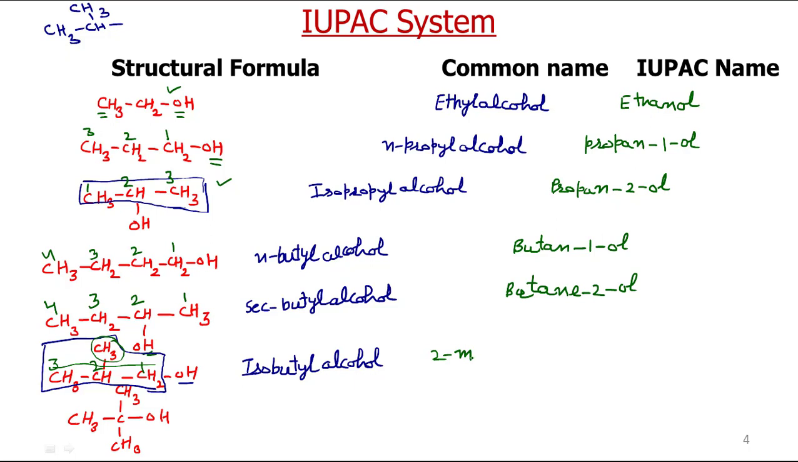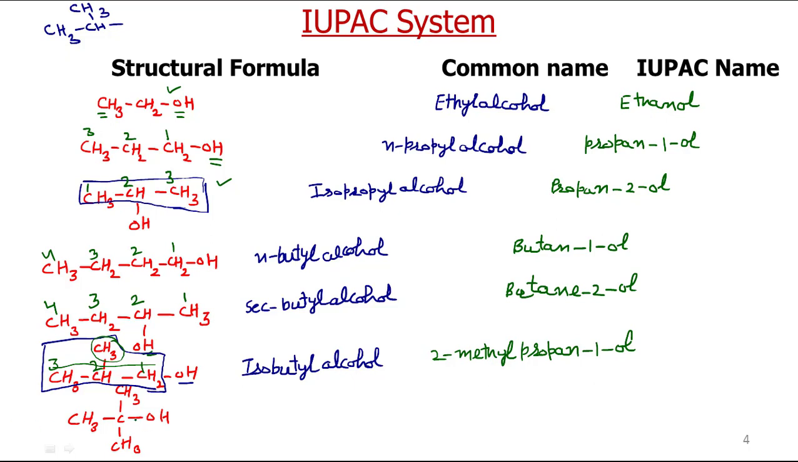The substituent is 2 methyl. Now the carbon chain contains 3 carbon atoms, so it is 2 methyl propane. The OH group is at first position, propane 1-ol. So the name is 2 methyl propane 1-ol.